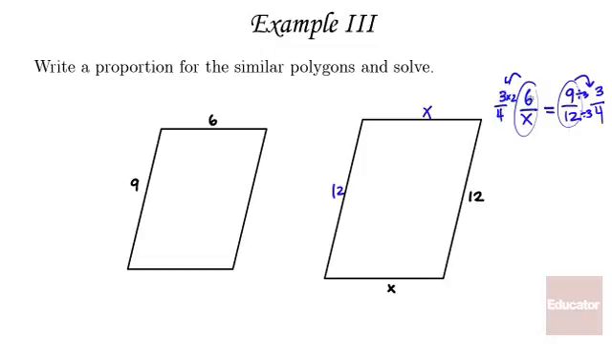3 times 2 equals 6. So that means I have to multiply the 4 times 2. x is going to give you 8. That means this side right here is 8. Okay, again, you can just do cross product. 6 times 12 equals 9 times x. Okay, and solve it that way.